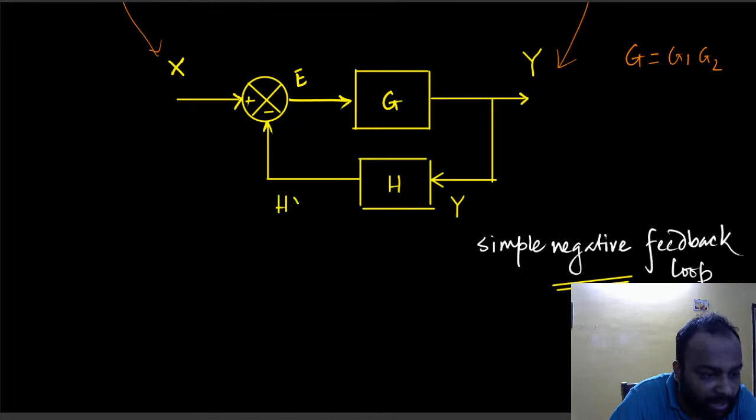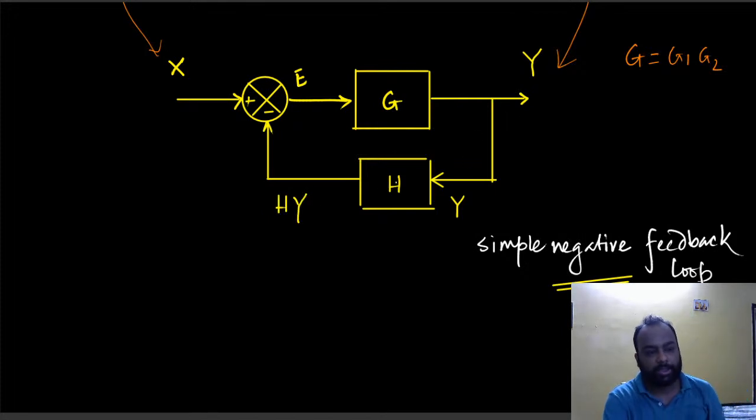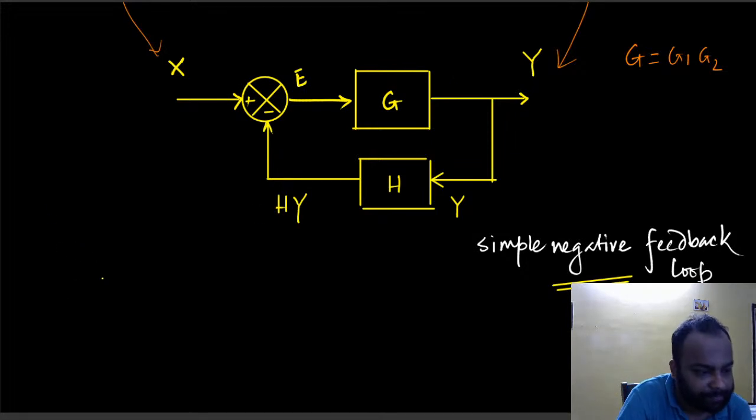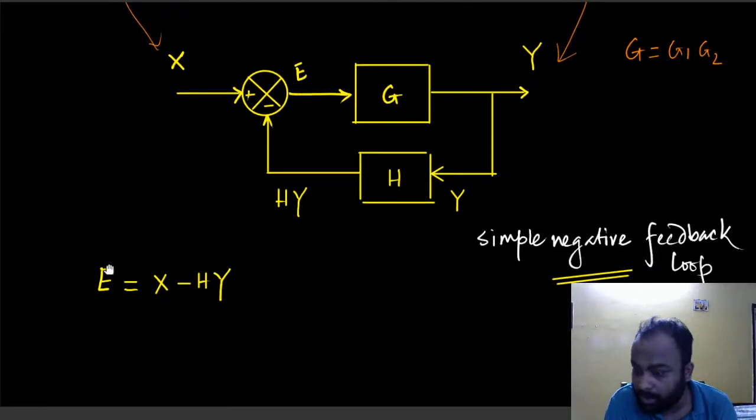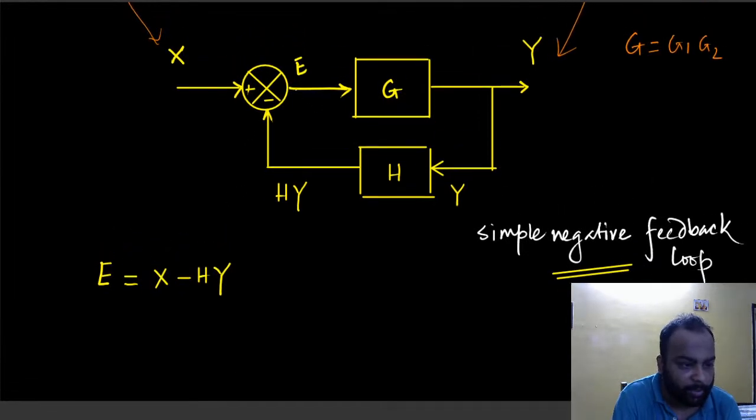So the output is going to be hy, right? H is the transfer function here, y is the input here, and the output is going to be hy. So the question is, what is e then? e is the comparison between x and hy, right? So x minus hy would be e. So that's going to be x minus hy. Right? So that's going to be e.